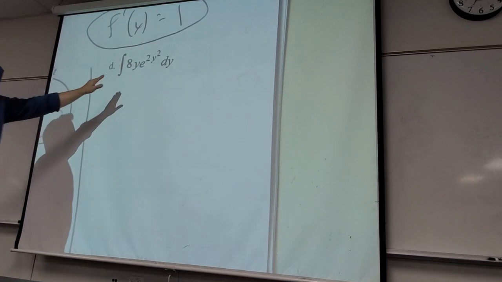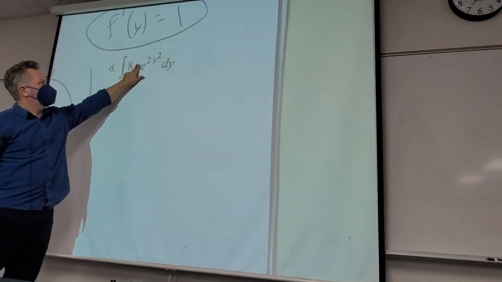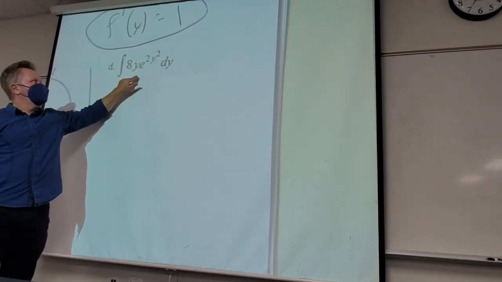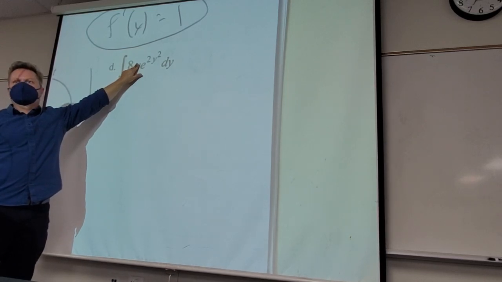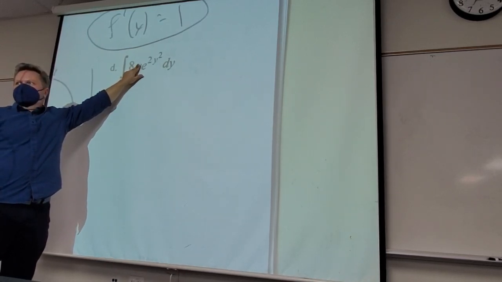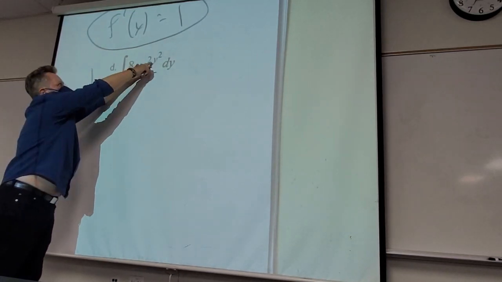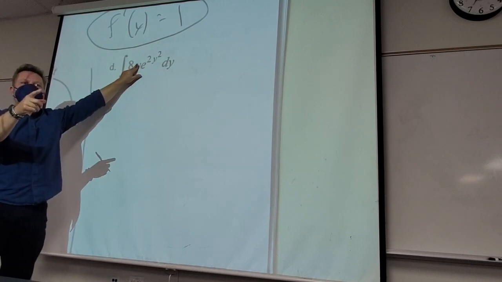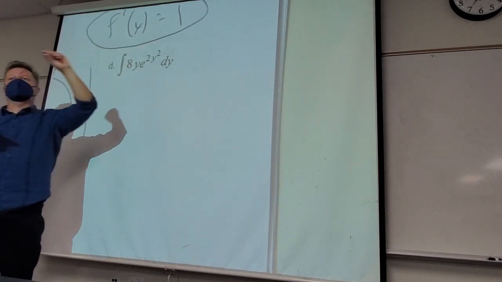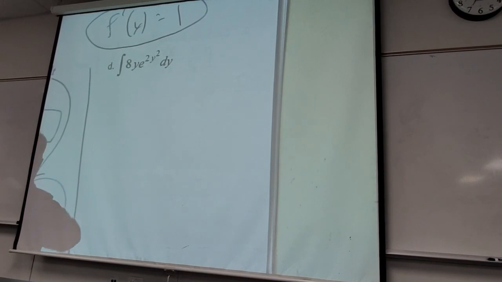But what if this was the integral of 8e to the 2y squared? That y wasn't there. Would I be able to do that? No. Is there a function whose derivative is in there? No. And to be honest, this is one we're going to learn how to do later. You can't, it's impossible to do in a closed form.